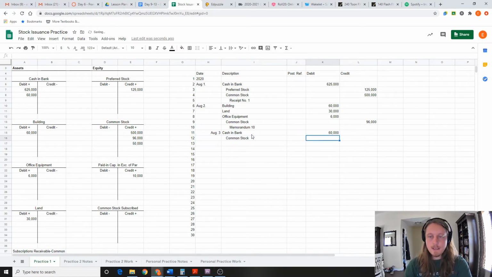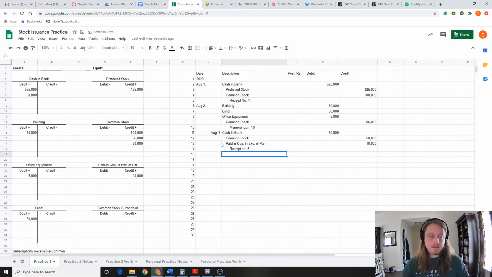But technically, we only issued 50,000 in common stock because that's what it was worth. So the second one that has a credit is paid in capital in excess of par. That's what it's called. I know it's long. So that's another 10,000. So these equal 60 plus the 60, and we would then of course have some kind of note here or receipt. So we're going to put receipt. We'll say it's number 5. All right, and that is now accounting for the excess.